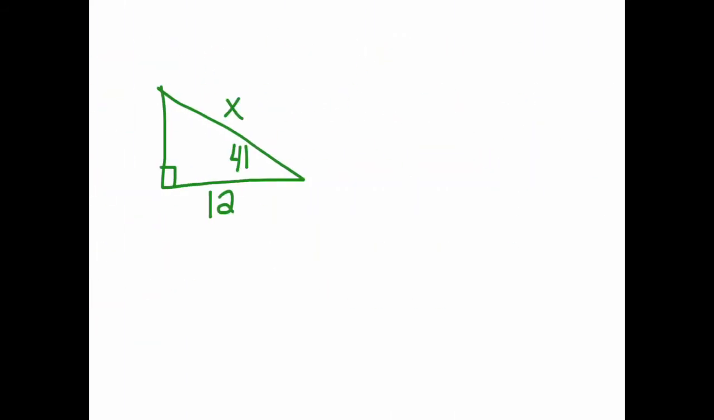Our next question is the same, but we're going to use different trigonometry functions. We'll start here with angle 41. The 12 is the adjacent leg, the x is the hypotenuse. And if we're using the adjacent leg and the hypotenuse, we're going to actually use the cosine.